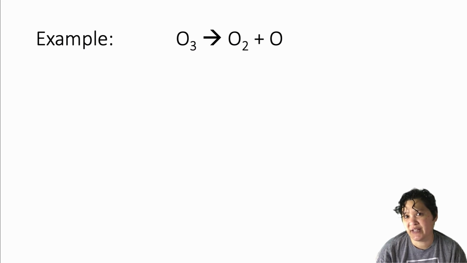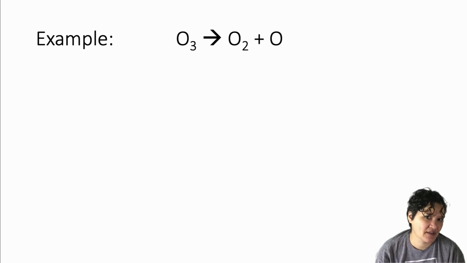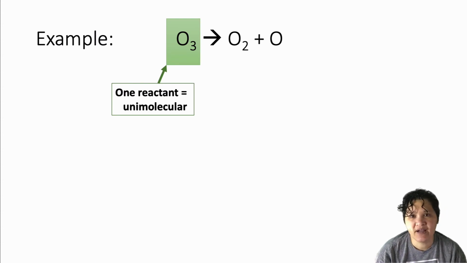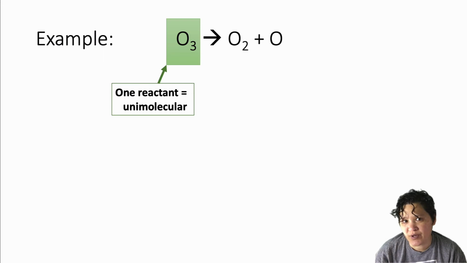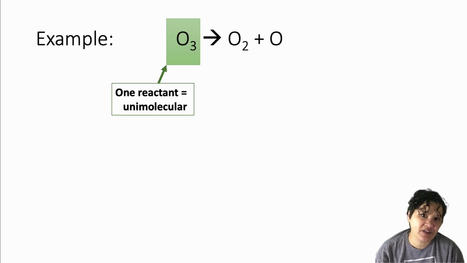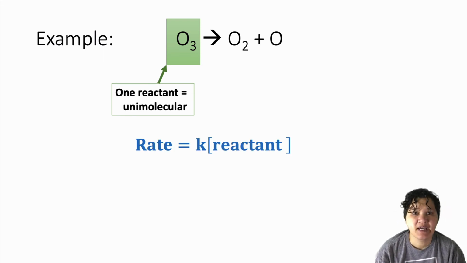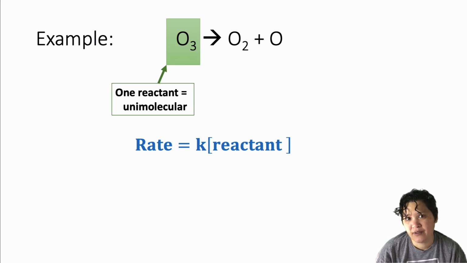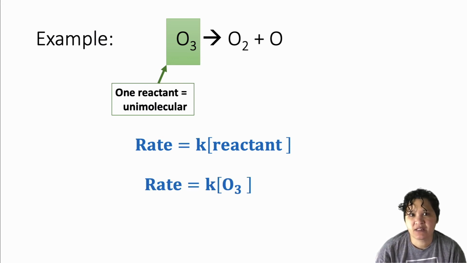Here's an example of an elementary process. What sort of elementary process is this? Well, we only have one reactant, ozone. So this is a unimolecular process. And because it's a unimolecular process, we're going to use this generic rate law. But let's substitute in our actual reactant, and we'll get that the rate of the reaction is the kinetic rate constant times the concentration of ozone.